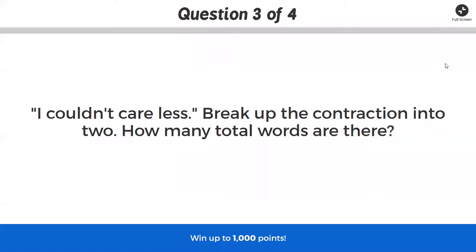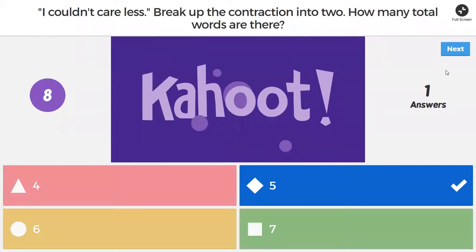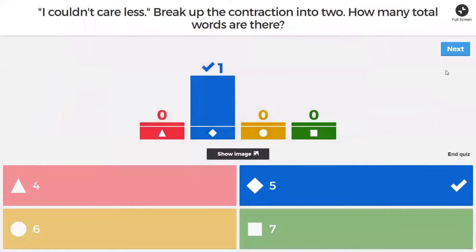So next, I couldn't care less. Break up the contraction into 2. How many total words are there? I could not care less. I could not, 3, plus care less, 2, 5. So just a very simple way to play around with that sentence, right? So we're looking at each word, and we're also really going into the difference between I could care less versus I could not care less, seeing that there is that extra word, not.